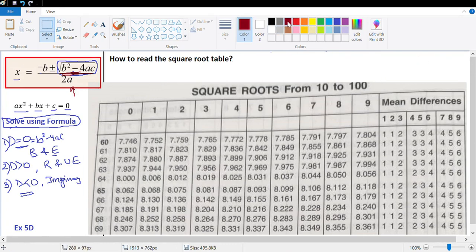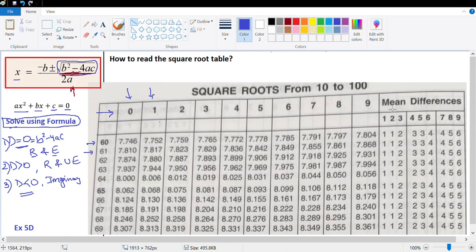Now the square root table is given at the end of your book, whichever book you're referring to. In the book that we are referring to here, the square root table is given at the end of the book. So I have taken some part of it on this screen. Let's figure out how to read it. You would notice it has rows and then it has columns. In the columns it's written from 0 to 9, and after that mean difference is written.